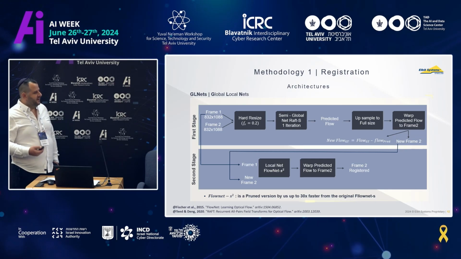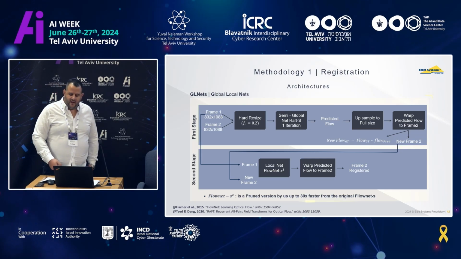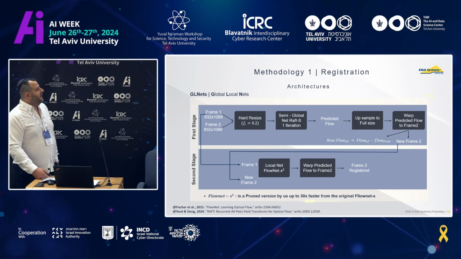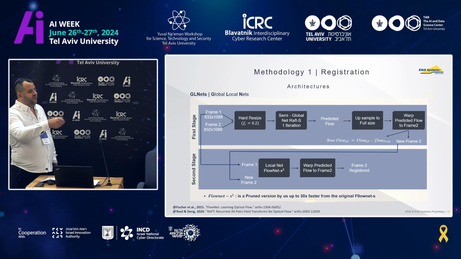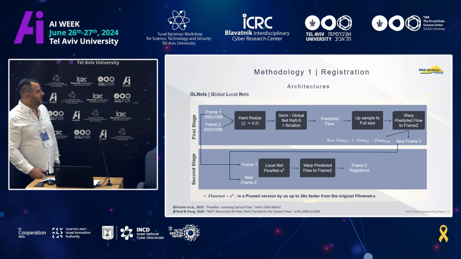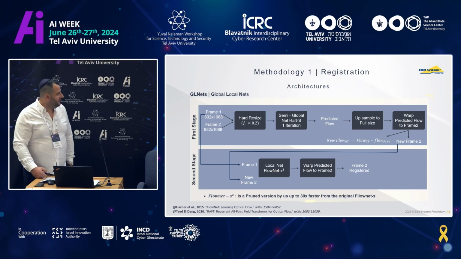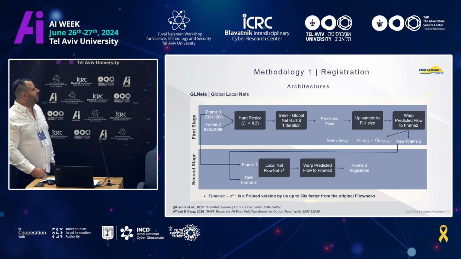We also see in the predictions that the movement is global. We get the predicted flow, we will upsample it, of course, to the full size, and we're warping frame 2, warping the optical flow on frame 2. This will yield us a new frame, and we also need a new flow map to be our ground truth. This will be the original flow map minus the flow predicted, and we will feed the second stage, the local network, with frame 1 that is unchanged and with the new frame.